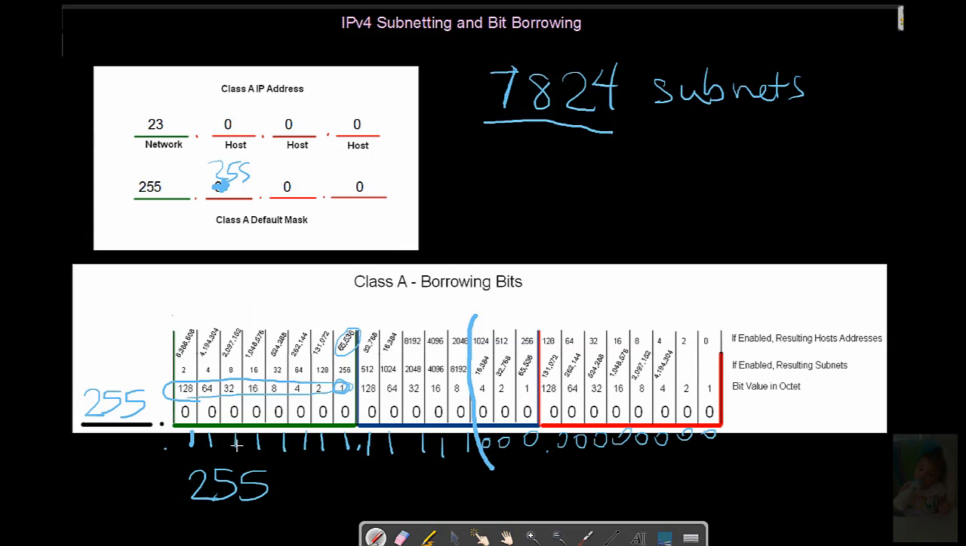We have 13 bits past our starting 8. 8 plus 13 is 21, so 21 bits total, slash 21. Our mask value becomes 128 plus 64, which gets us to 192, 224, 240, 248. Networks increase by 8 every time. We have 8,192 subnets.